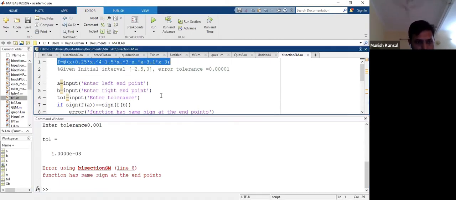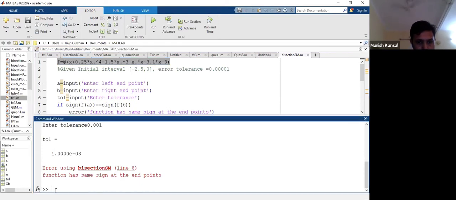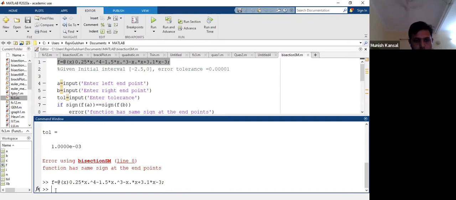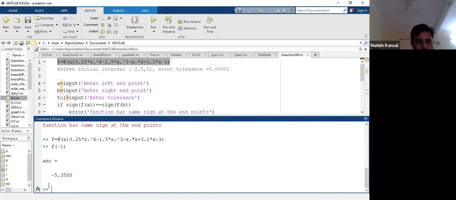So let me just copy this function in the command window, right? Now let us try to find out the value of the function at -1. एक बारी -1 पे वैल्यू चेक करो, ठीक है? So you input the function with the help of a handle, then you find out f of -1. So the answer is -5.3.